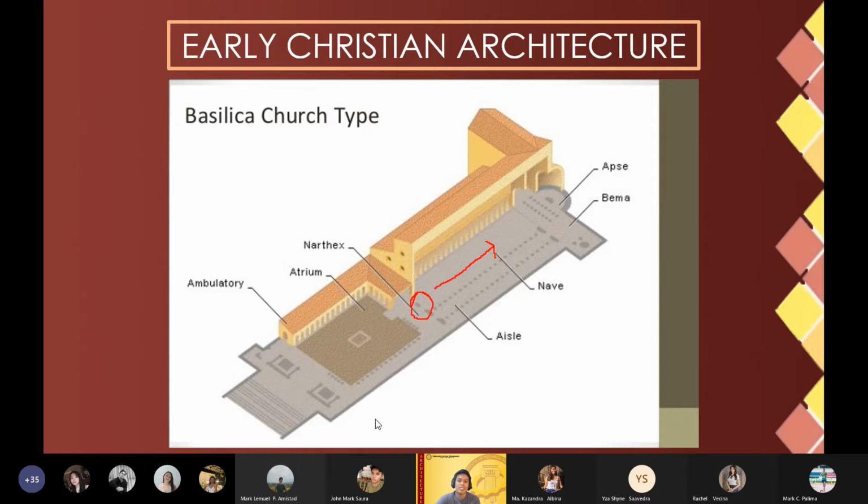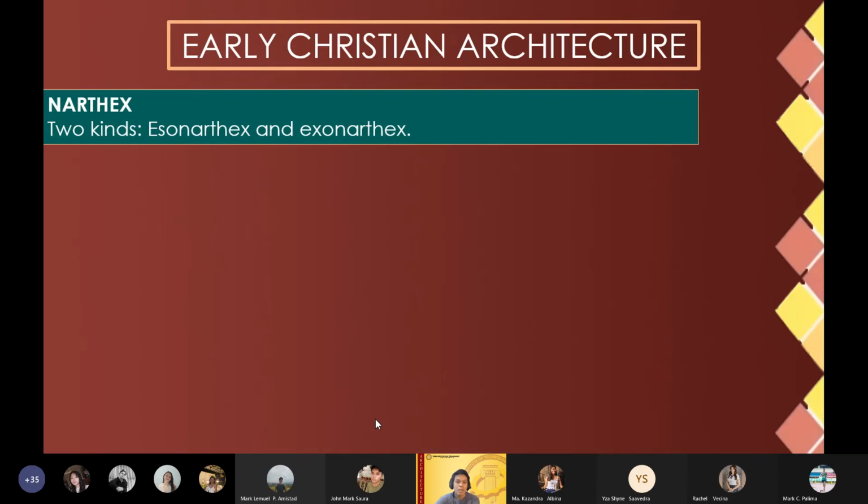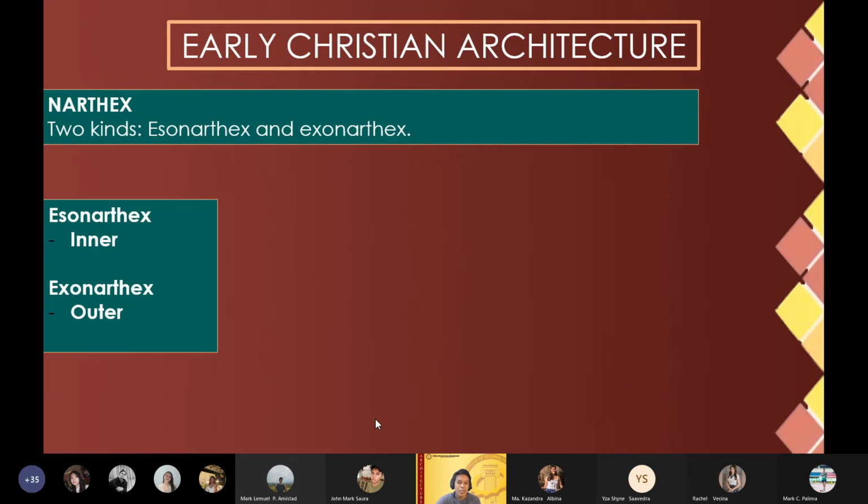So, asa man ang narthex, sir? Sir, asa ang narthex? Nasa sud or nasa gawas? Either. It could be either. Pwede sa sud, pwede sa gawas. That is why we have these two kinds of narthex. We have the esonarthex and we have the exonarthex. So, the esonarthex is the inner. Exonarthex is the outer.